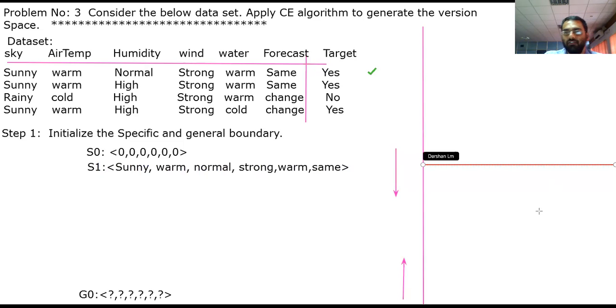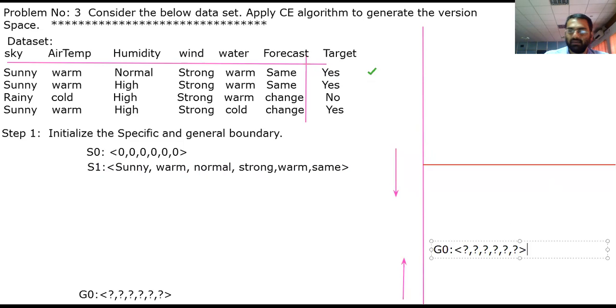This is for your rough work, okay? You don't need to write this in the exam. This is for your rough work only. I'm writing it to explain to you. You can write straight away, but you need some sort of practice. So G naught contains all question marks.